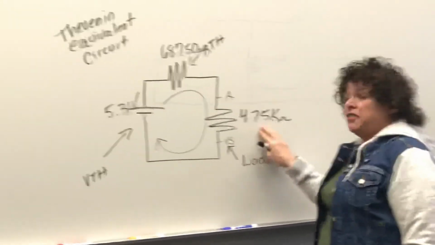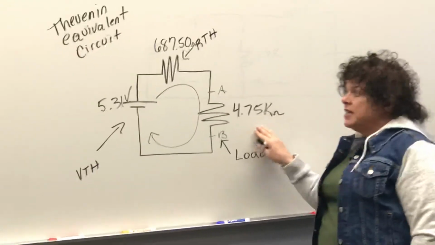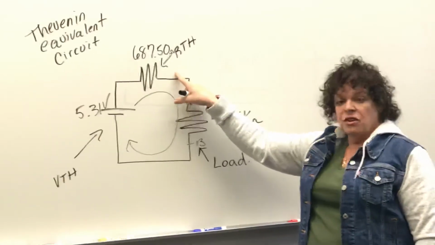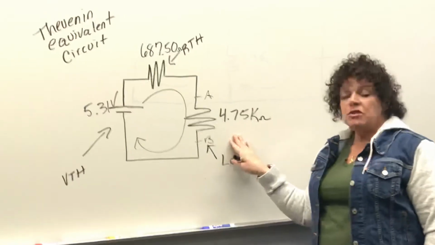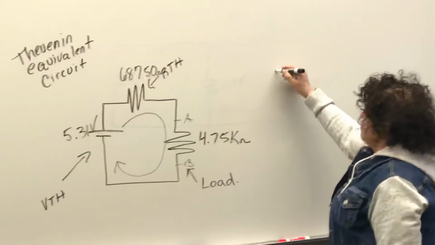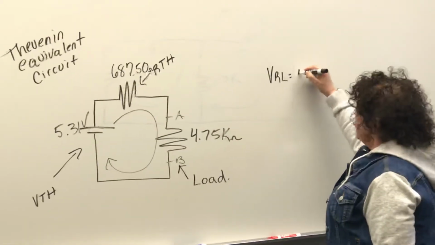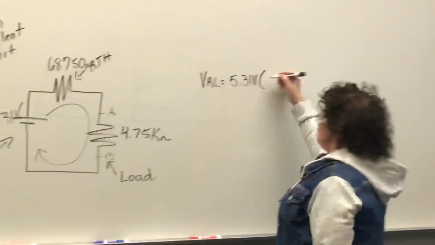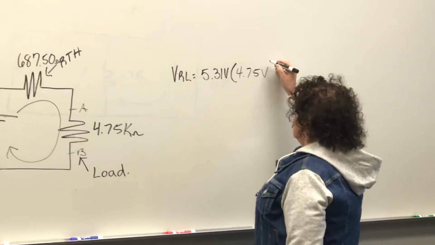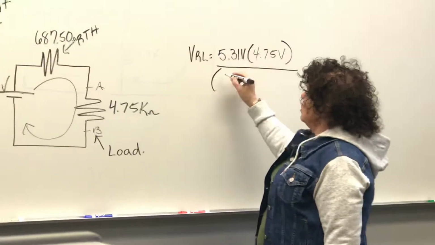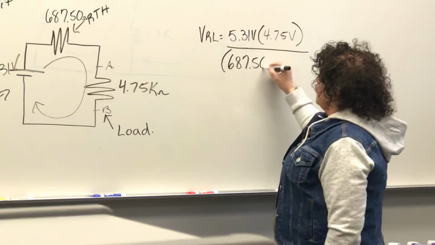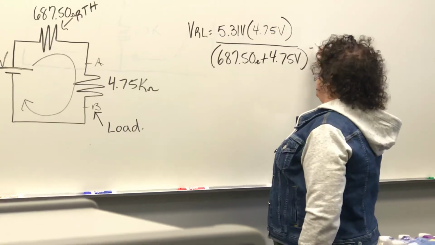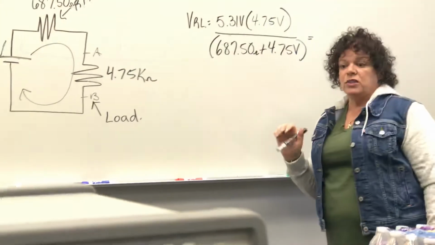Last but not least, what we're trying to do with Thevenin equivalents is get the voltage across the load within the Thevenin equivalent circuit. You will always see a Thevenin equivalent circuit with a battery, which is VTH, with another resistor, RTH, and then the load. So we're going to use the voltage divider rule. To get VRL, which is the load, it's E total, which is 5.31 volts, times the resistor we want to get the voltage across, 4.75 K ohms, divided by the total, 687.50 ohms plus 4.75 K ohms. I'll give you a second and see if you can get that voltage drop.